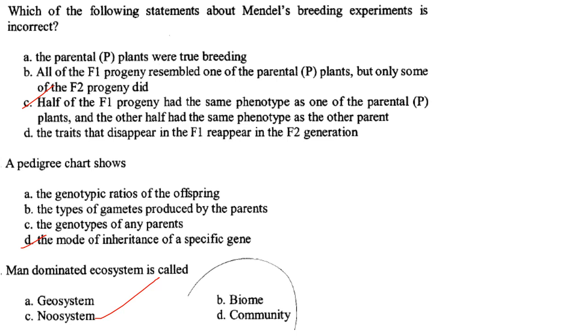Genotypic ratios of the offspring, no. The type of gametes produced by the parents, no. The genotype of any parent, no. The mode of inheritance of a specific gene, yes, that is correct. So that is shown by a pedigree. Man-dominated ecosystem is called new system. Answer is option C.